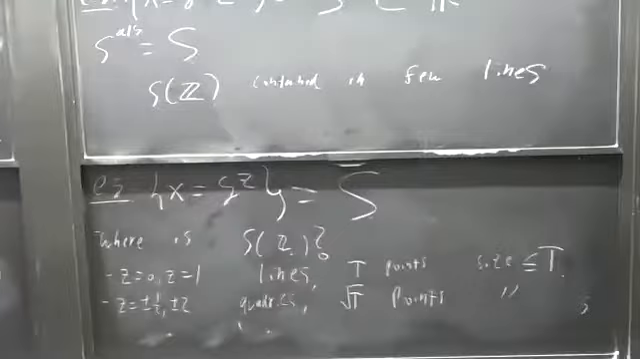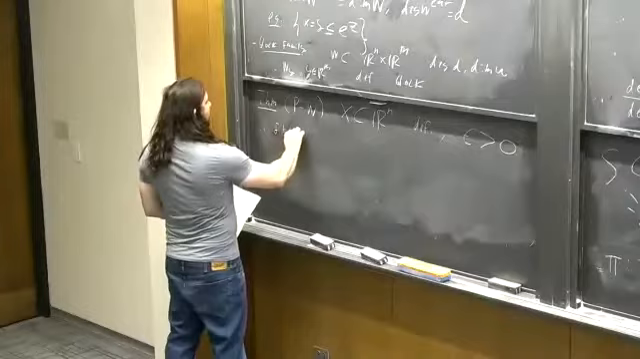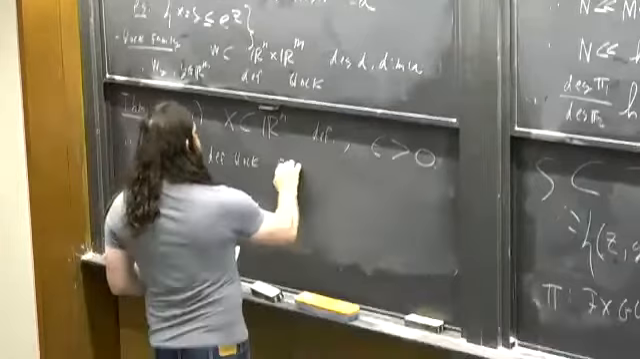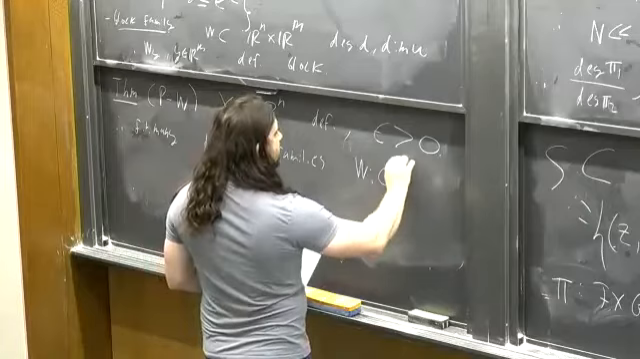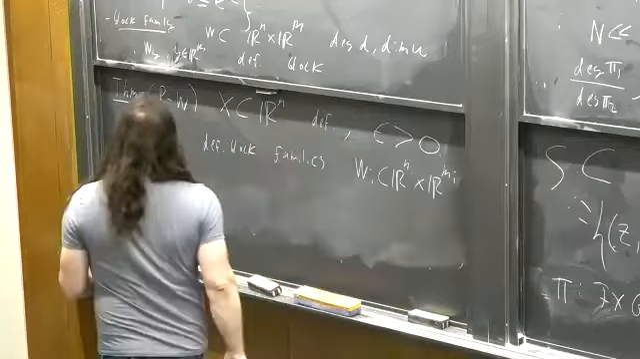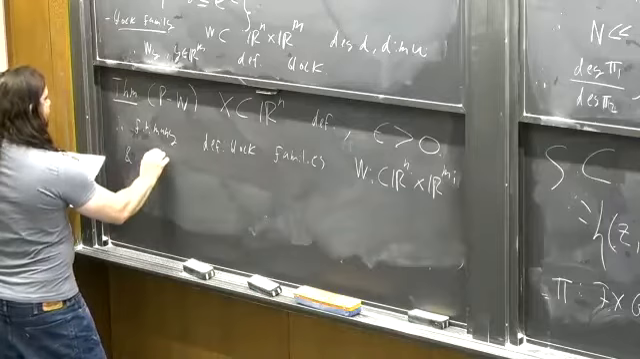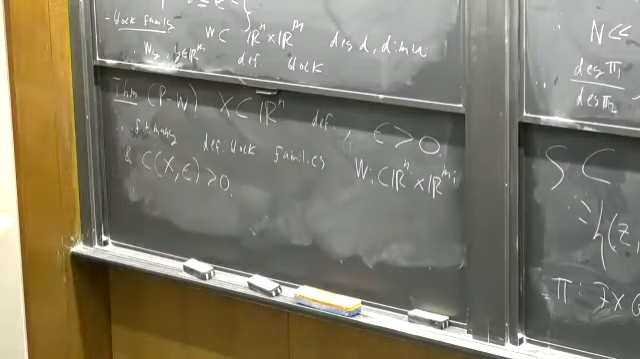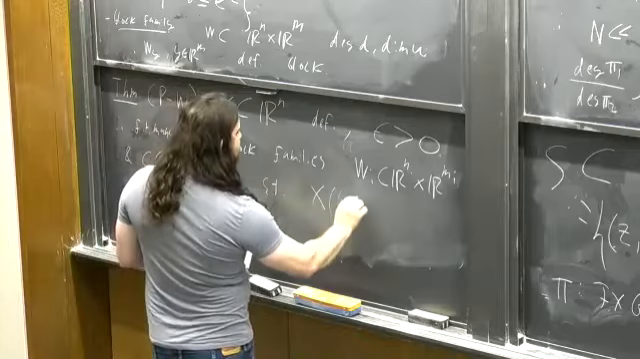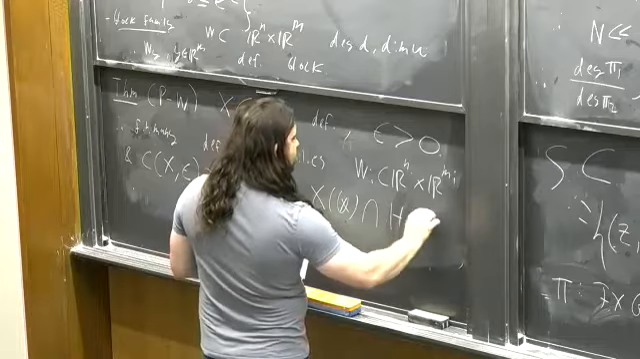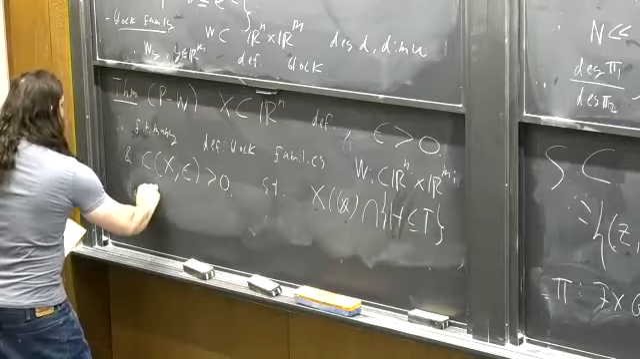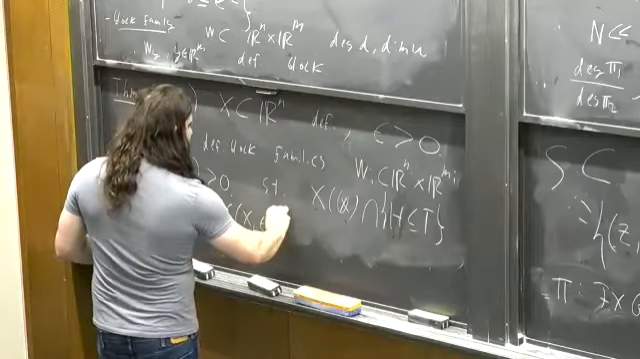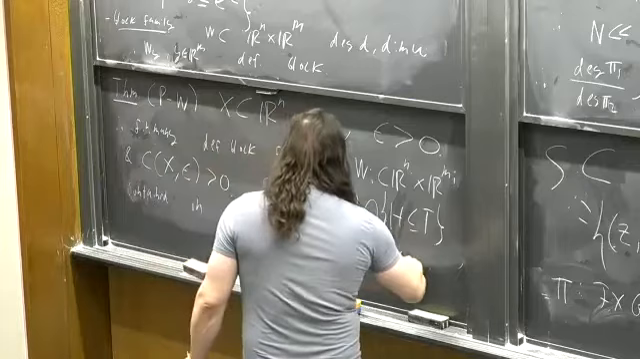So I'm going to fix an epsilon, and then there are finitely many definable block families W_i inside R^{n_i} cross R^{m_i}, and some constant C of x comma epsilon, such that if I look at all the rational points inside x of height at most t, then they're contained in C of x, epsilon, t to the epsilon blocks w_i fibered over some point contained in x.